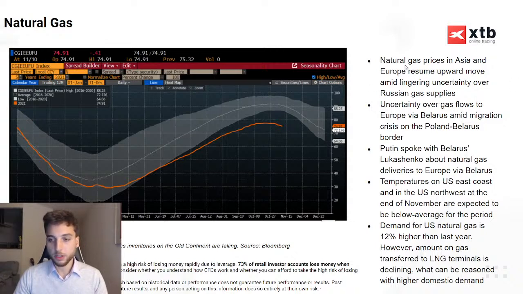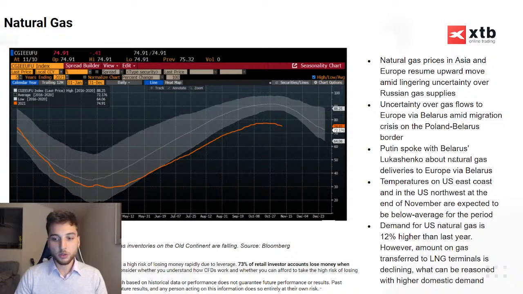But let's take a look at this chart here, and let's take a look at these figures. Natural gas prices in Asia and Europe resume upward move amid lingering uncertainty over Russian gas supplies. Uncertainty over gas flows to Europe via Belarus amid migration crisis on the Poland-Belarus border. We saw Putin speak with Belarus's Lukashenko about natural gas deliveries to Europe via Belarus. One of the things that managed to cool off the price of natural gas at one point a few weeks ago was the announcement by Russia that they were going to be increasing supply to Europe to make sure that they were not going to be undersupplied for the winter months, as obviously demand season increases.